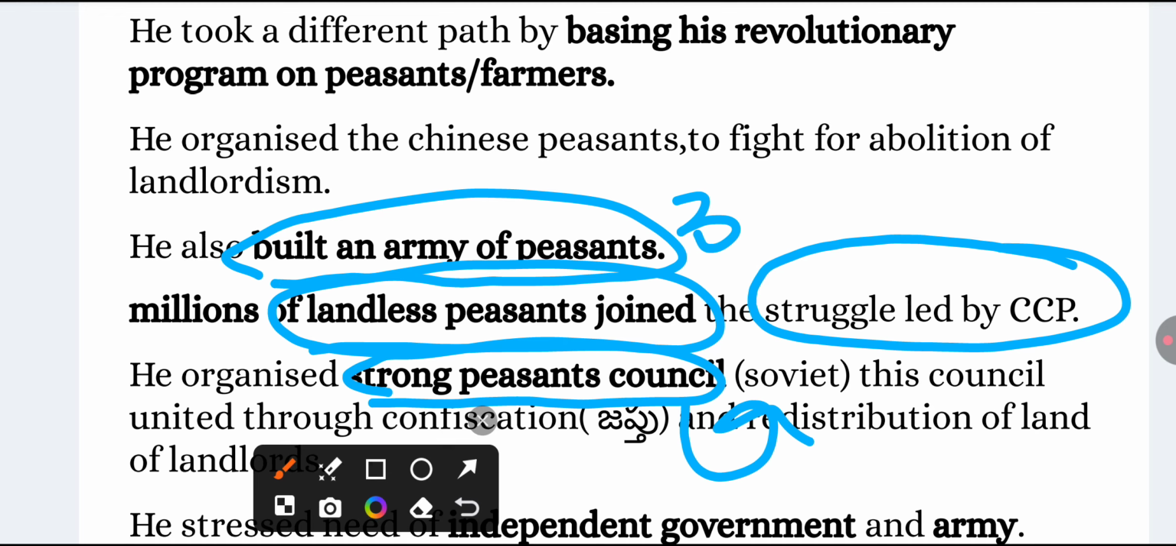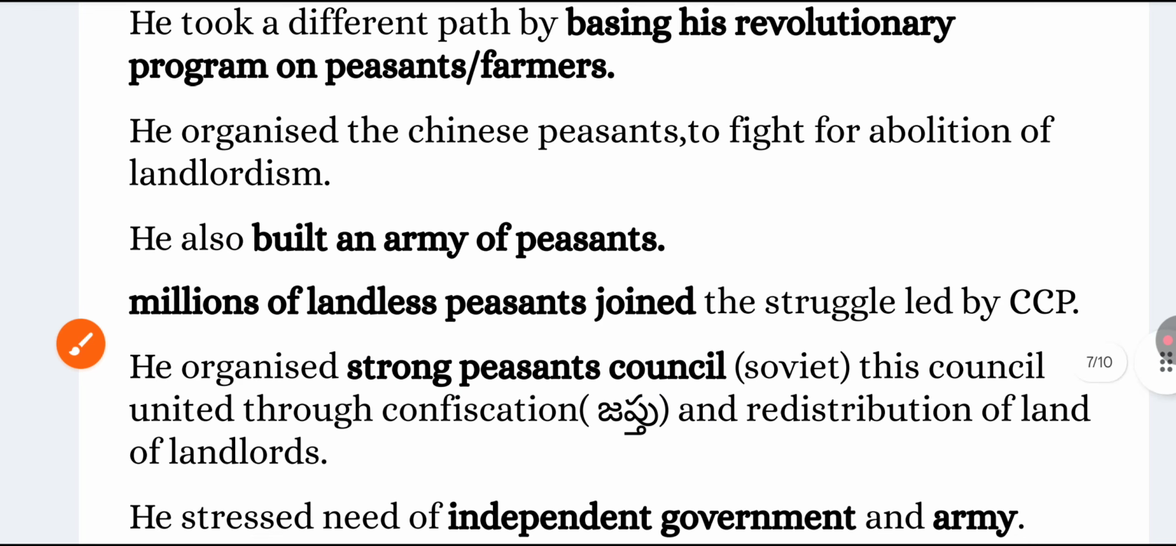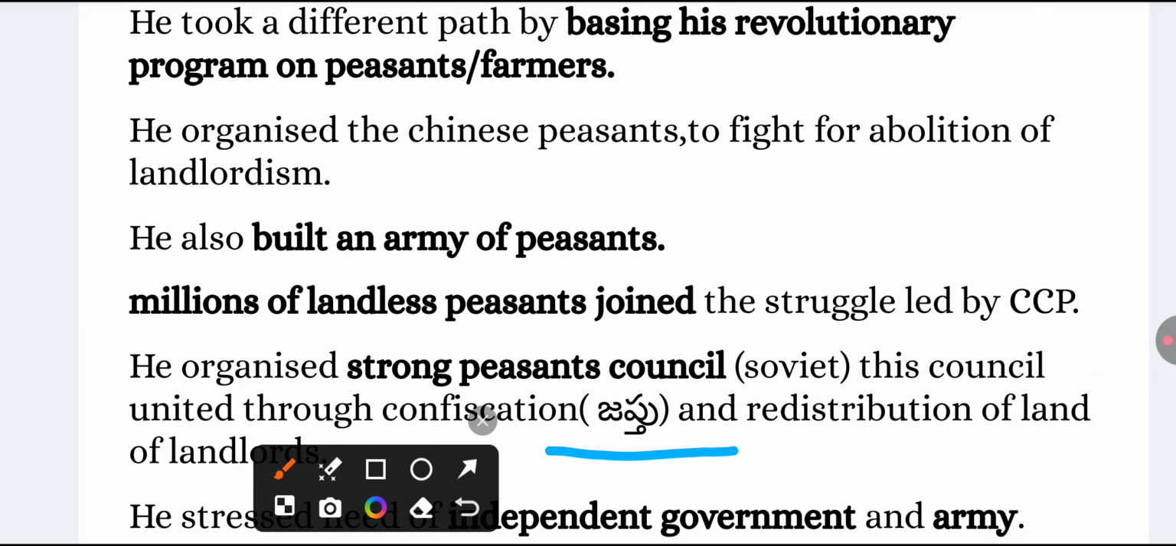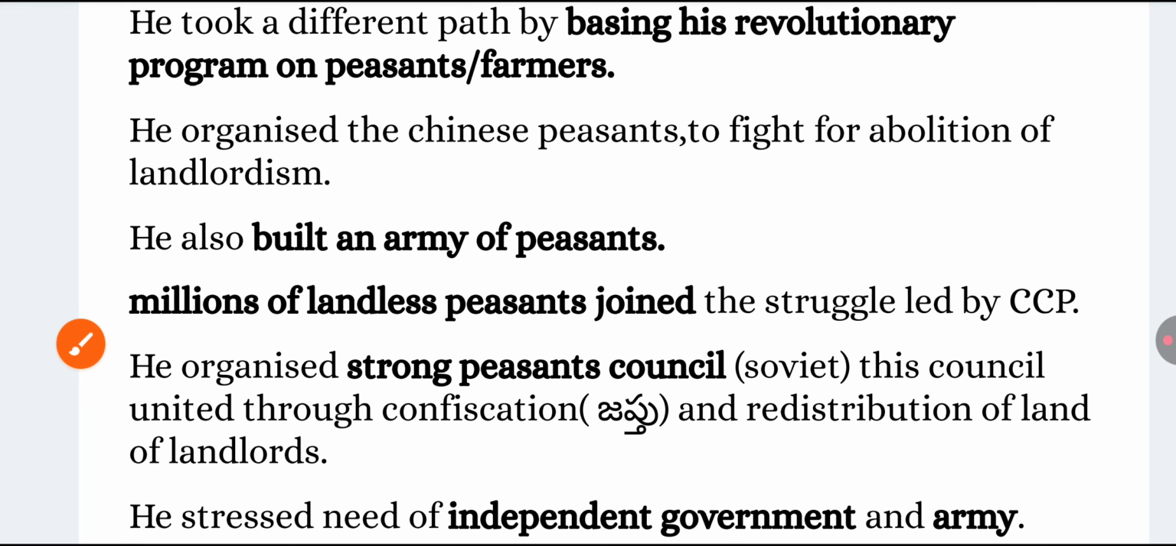What is the work of a peasant council? Peasant councils occupy the land of landlords, and it will be redistributed to landless people. What is the work of peasants' councils? They occupy, or confiscate. Confiscation we also call occupation. So the Soviets occupy the landlords' land, and it will be redistributed to the landless people. So this is the work of Soviets or peasants' councils.